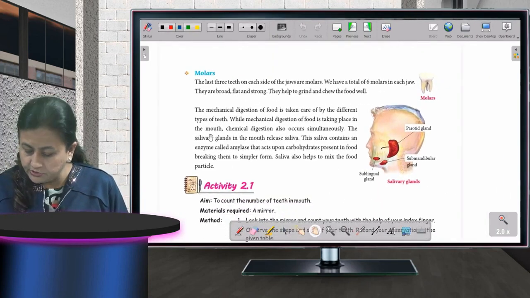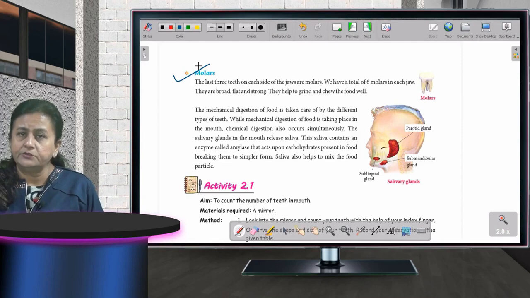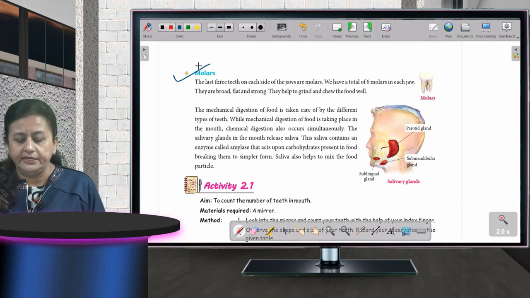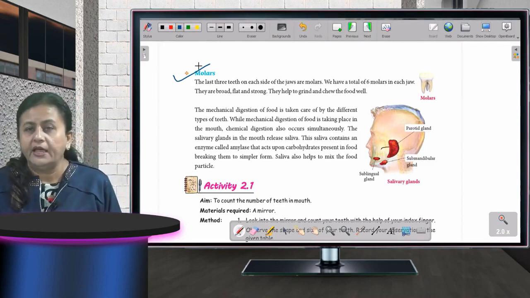You can see on your screen also. How many types of teeth do we have? We have four different types of teeth. First one is molars, premolars, canines and incisors. Every tooth has a different function.